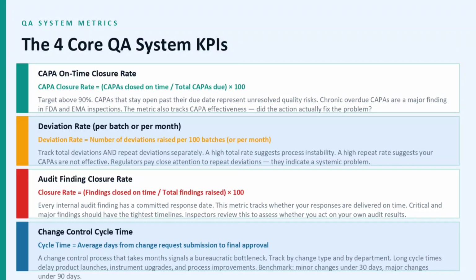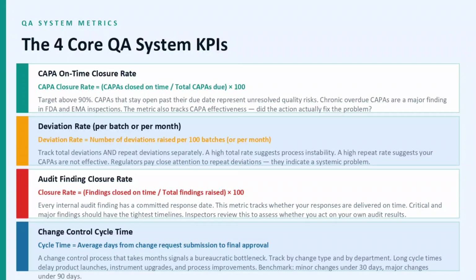Third, audit finding closure rate. Every internal audit finding has a committed response timeline. This metric tracks whether those responses are delivered on time. Critical findings should close within 30 days. Major findings within 60 days. Minor within 90 days. These timelines should be defined in your audit procedure SOP. Inspectors use this metric to assess whether you act on your own audit results. If you find problems in your own audits but never close them, that tells the regulator that your quality system is not self-correcting.